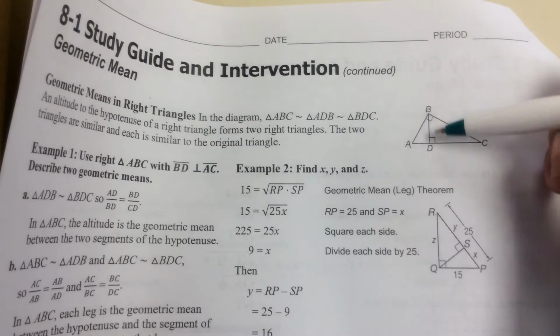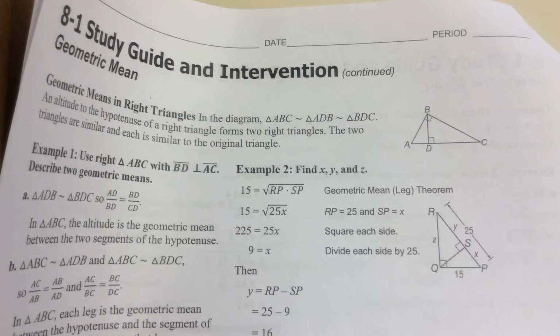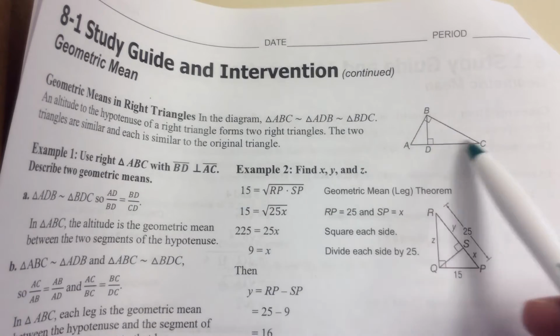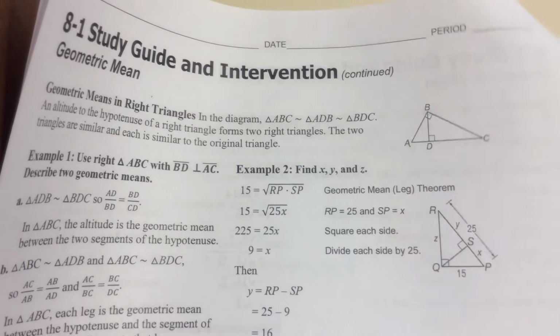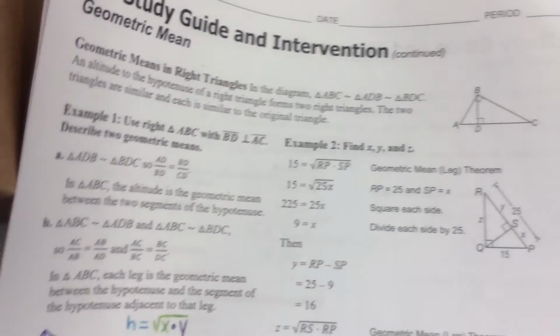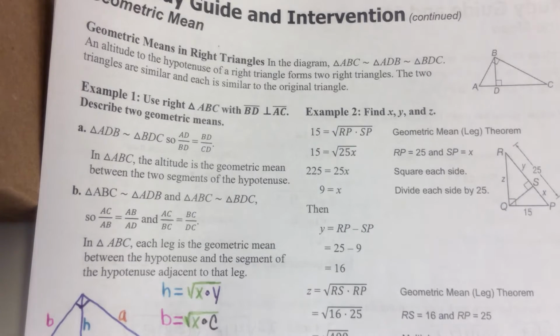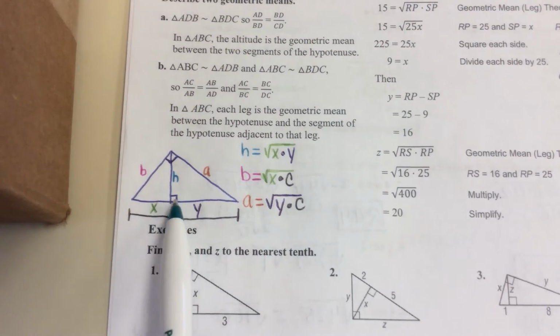These two triangles are similar, and each is similar to the original triangle. The altitude to the hypotenuse creates two triangles that are similar to the big one. In order to find the geometric mean, it talks about all of this, but the easiest way I found is to use the example from the book, and I've created it here.